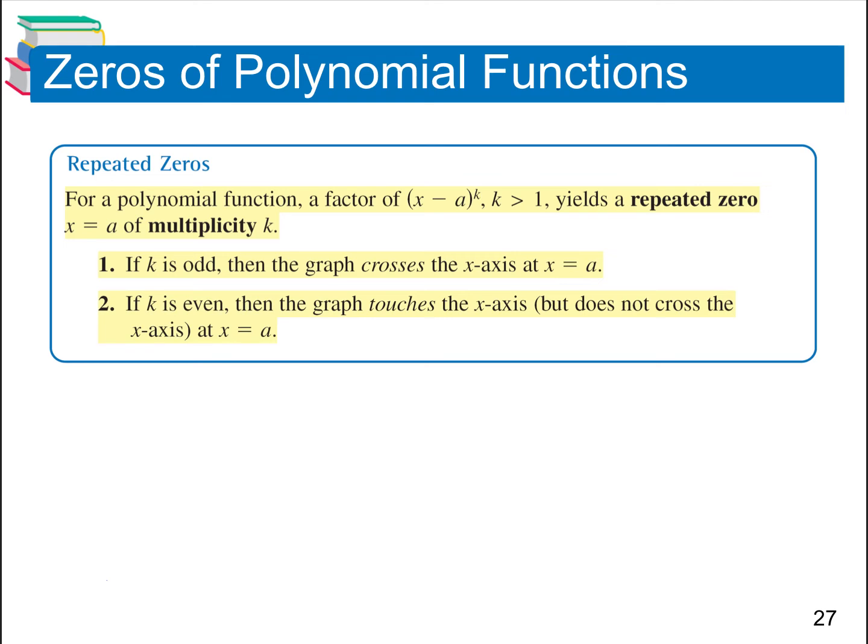All right, next, when we have repeated zeros, that's where we have multiplicity. So multiplicity is when one of our zeros repeats. If we have odd multiplicity, our graph crosses at that value. If we have even multiplicity, our graph touches and turns. So it'll just kind of bounce off the x-axis. So it touches and turns but does not cross the x-axis at that number.